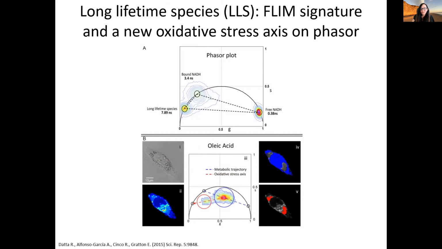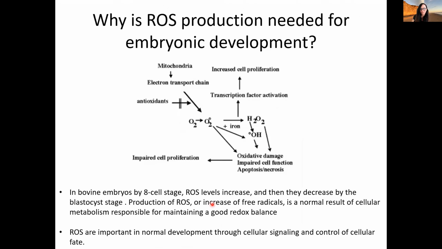And we see this very long tail from the signature of NADH. In this case, this is the trajectory of what we call the metabolic trajectory, which would just mean the difference from free NADH to bound NADH. So it would fall along this line here. However, you see this tail that is predominantly taking over. And if we look at the pixels that are highlighted, this is where the oleic acid is correlating. So we know that the long lifetime species contribution is due to oxidation of lipids.